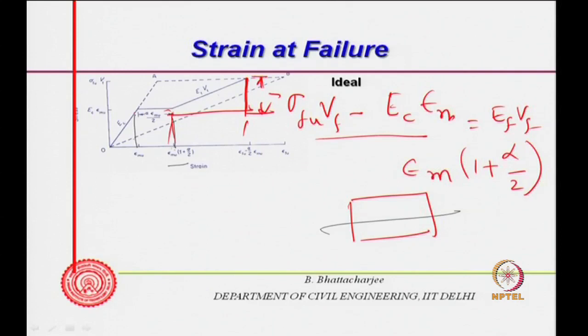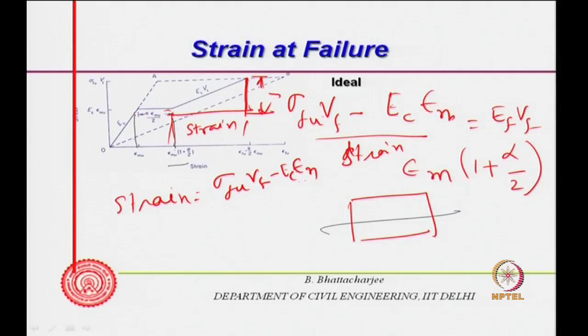So, the additional strain can be written as this divided by E f V f. The strain here, as I am showing, will be written as sigma Fu V f minus E c epsilon mu, divided by E f V f.